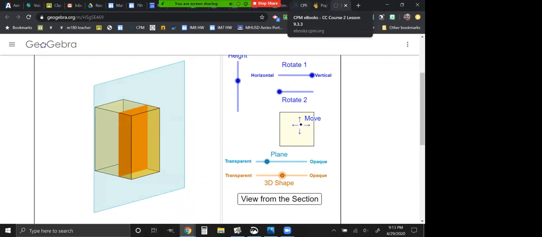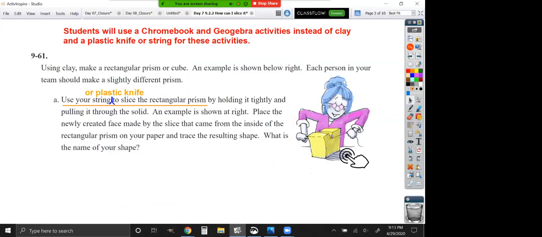So my answer for the first part of this problem, what is the name of the shape you get? I got a rectangle with mine. If you have more of a prism, cube shape, you'll probably get a square.